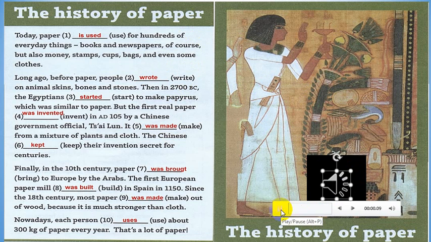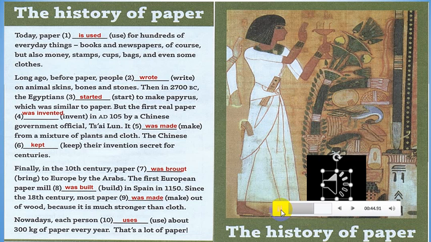Let's listen. Unit 11. Tape script 11.1. Today, paper is used for hundreds of everyday things. Books and newspapers, of course, but also money, stamps, cups, bags, and even some clothes. Long ago, before paper, people wrote on animal skins, bones, and stones. Then, in 2700 BC, the Egyptians started to make papyrus, which was similar to paper. But the first real paper was invented in AD 105 by a Chinese government official, Cai Lun. It was made from a mixture of plants and cloth.